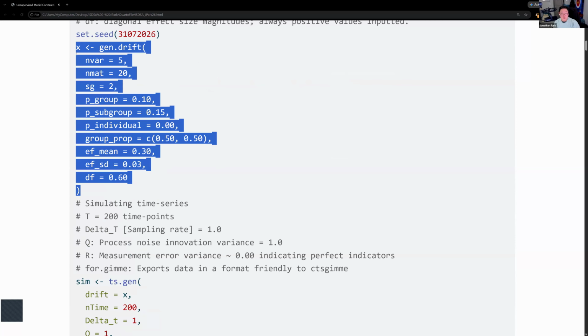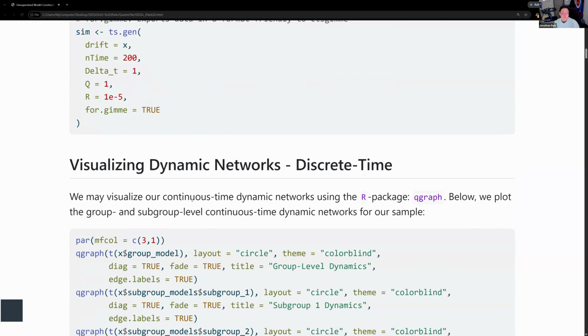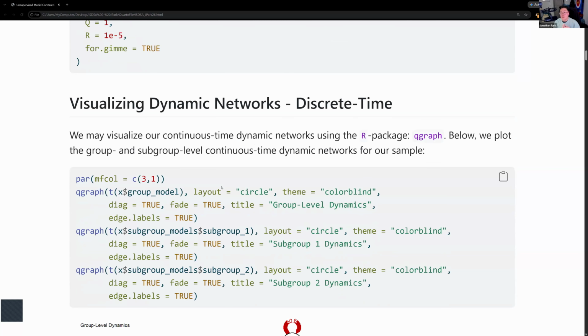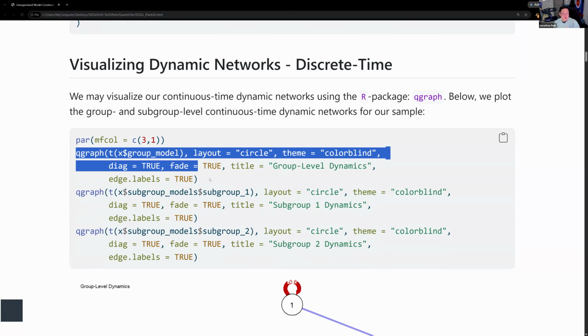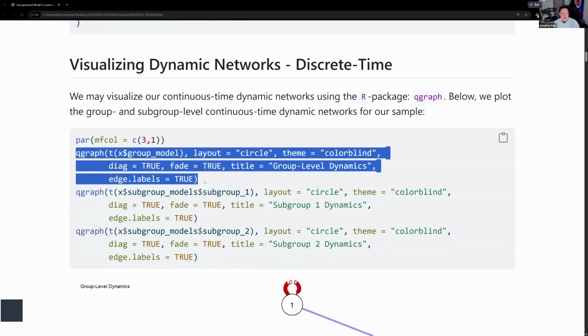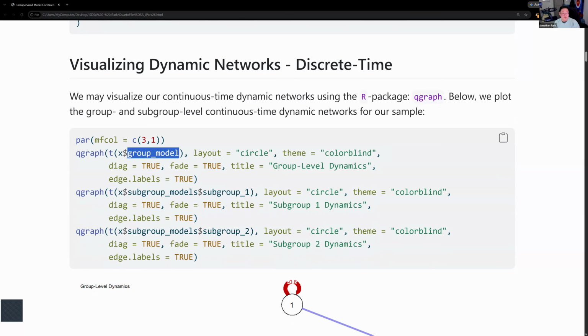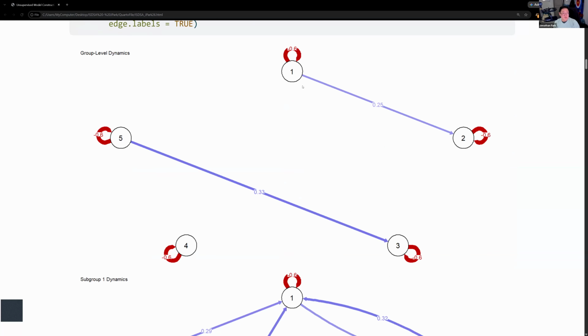We've generated our true data, or at least our true drift matrices. And so we can visualize what these dynamic models look like as networks. In this case, we're going to use the qgraph function, and we'll look at the dynamic structure implied by the group level model, and also by the subgroup models. So here we see the group level dynamics. We see that there are strong autoregressive tendencies. These are continuous time models, with strong autoregressive tendencies for all variables. And then there's a connection between variable 1 and variable 2, and a connection between variable 5 and variable 3. Every person in our sample has these effects.